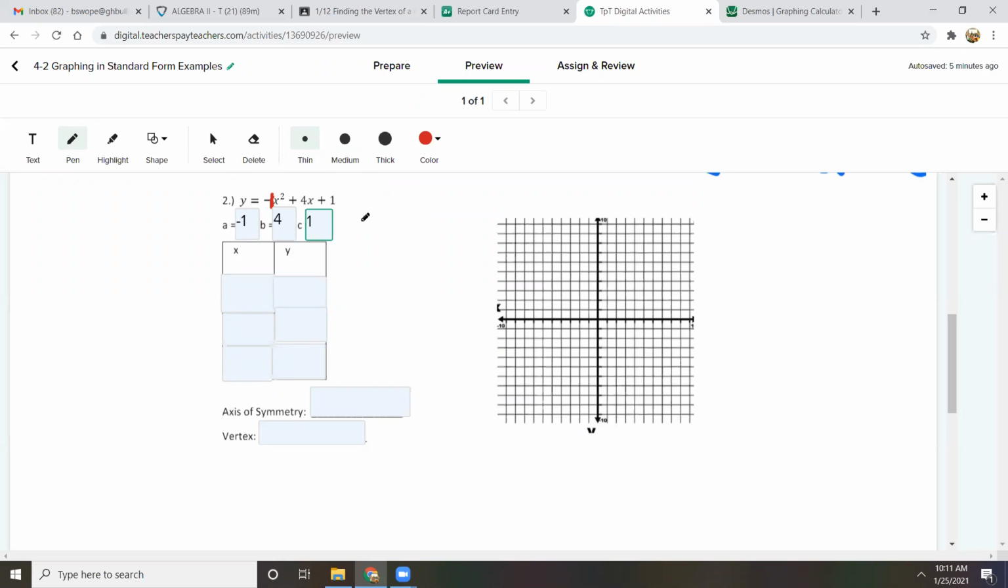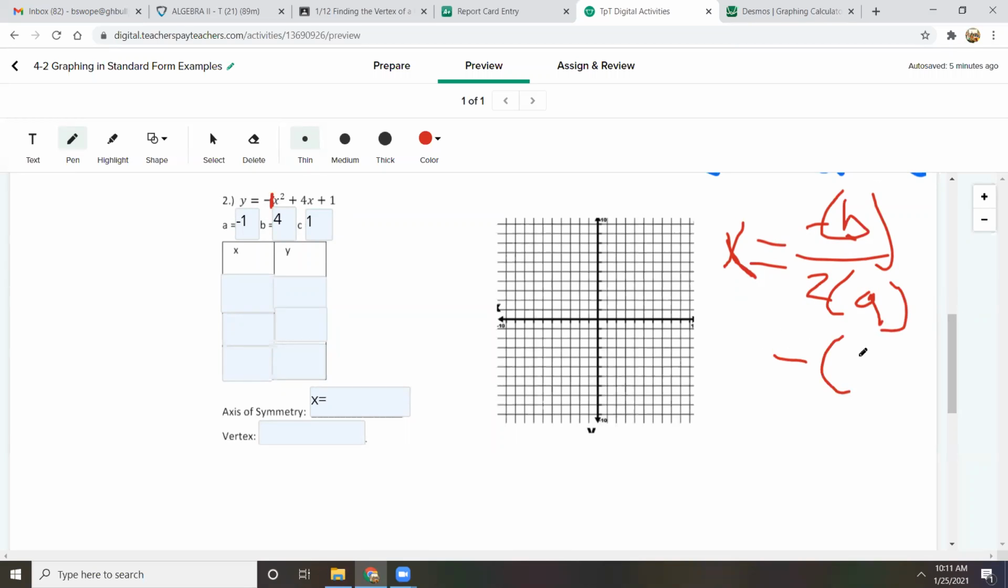So like I said, the first thing we want to do is find our axis of symmetry. And the formula is -b over 2 times a. So based on what we have over here, it would be -4 over 2 times our a, which is -1.